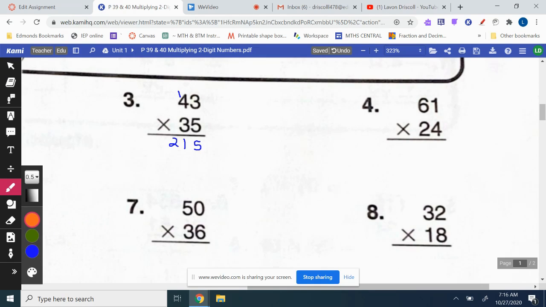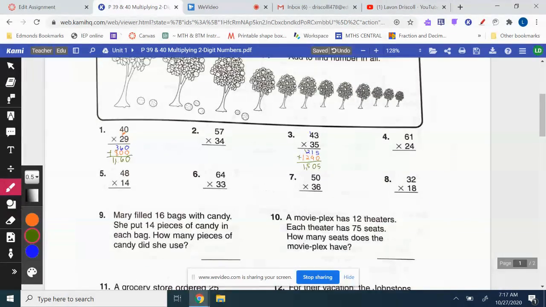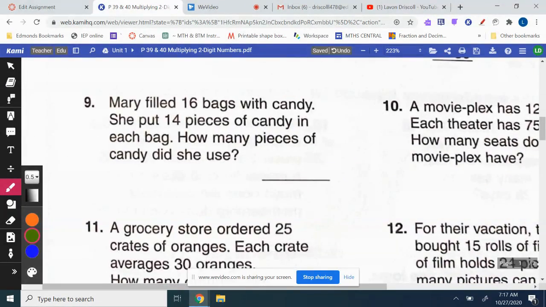Then I'm going to multiply 30 times 43, and so I put a 0 down. 3 times 3 is 9, and 3 times 4 is 12. And lastly, I add it all together. 5 and 0 is 5, 1 and 9 is 10, so I carry my 1. 2 plus 2 is 4, plus the 1 is 5, and bring down the 1. That's how we're going to do all these. So let's take a look at the story problem.